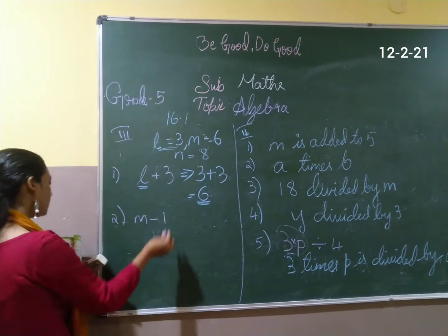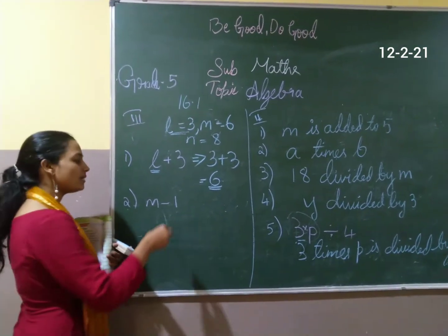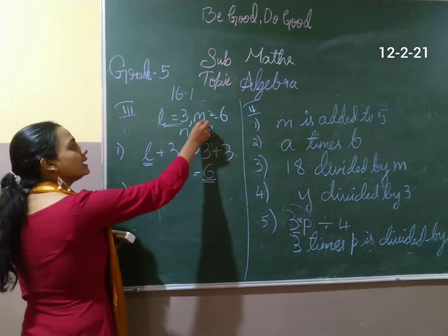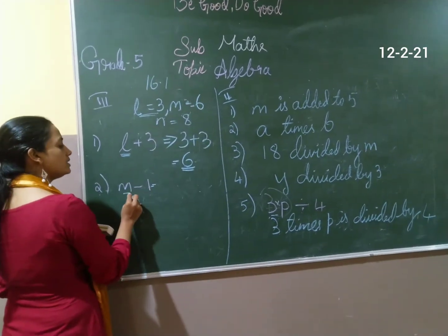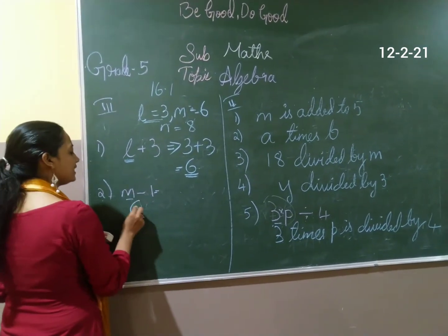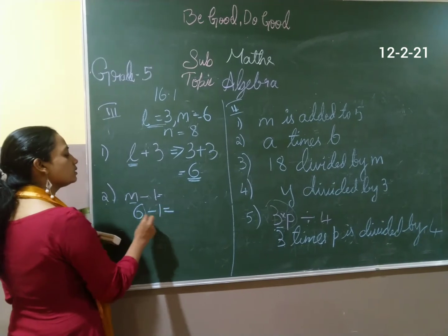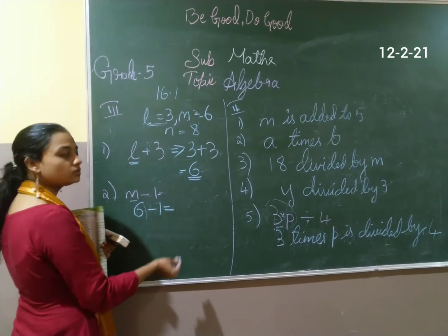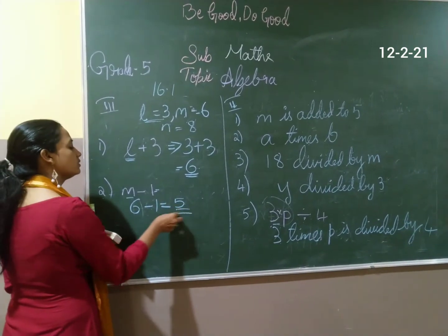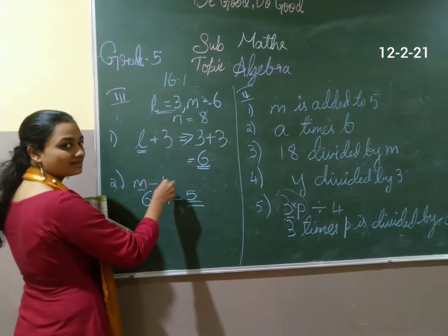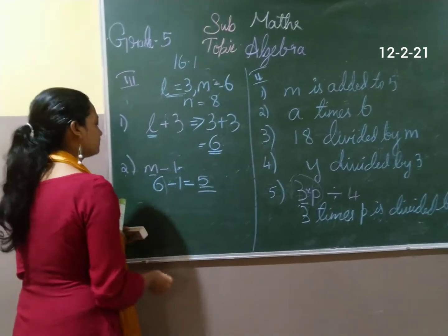M minus 1. So when you see M, what should you write? M means 6. So instead of M, you write 6 minus 1. So what is 6 minus 1 equal to? 5. So the value of M minus 1 is equal to 5.